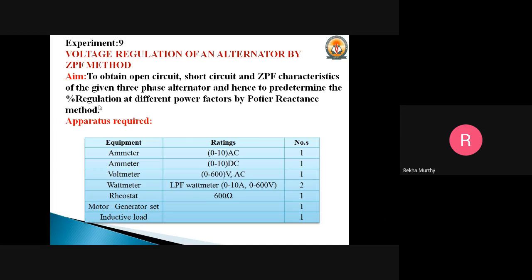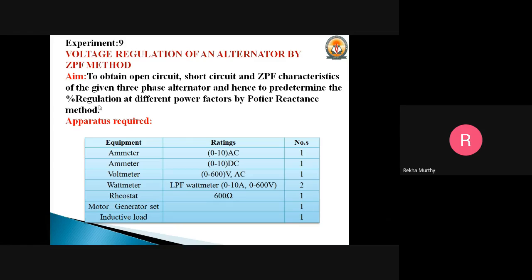So ZPF is the zero power factor method. In this method, it is mainly based on the separation of the armature leakage reactance and armature reaction effect. In the operation of an alternator, the armature resistance drop and the armature leakage reactance drop are actually EMF quantities, while the armature reaction is basically an MMF quantity. The armature leakage reactance is called the Potier reactance in this method. That is why it is called the Potier reactance method.